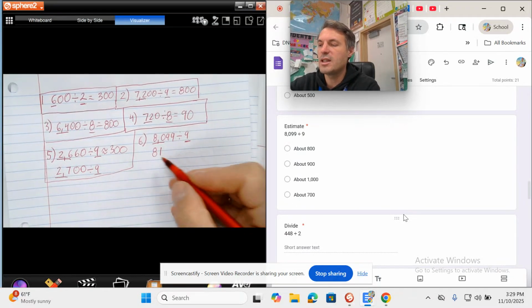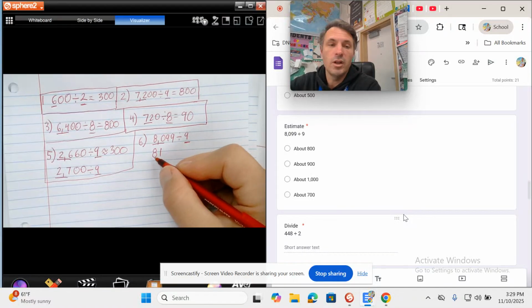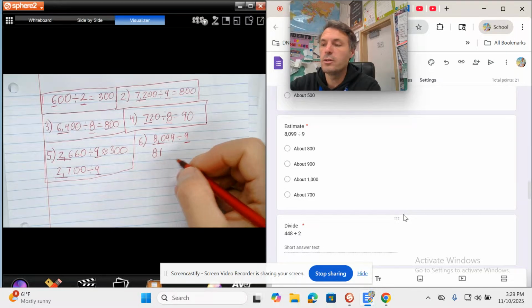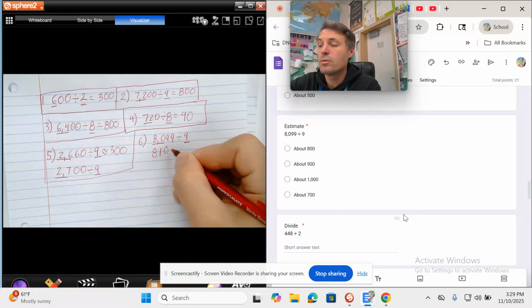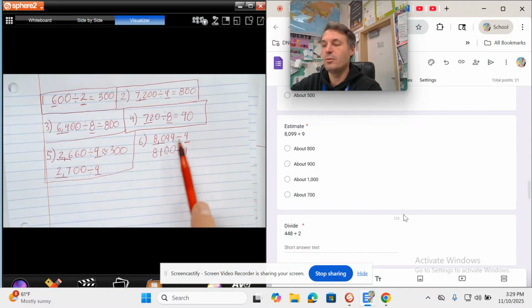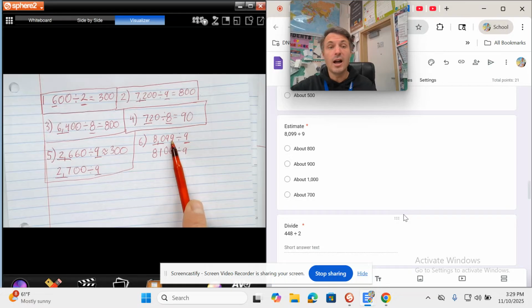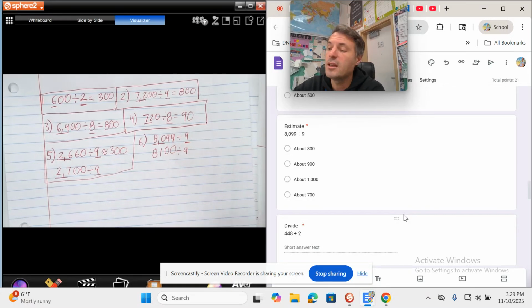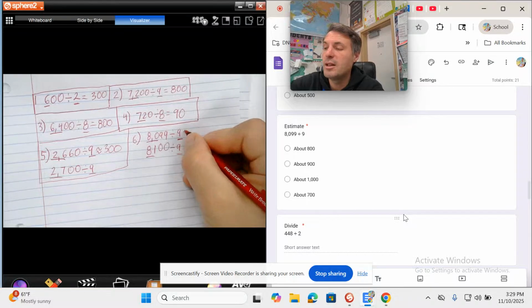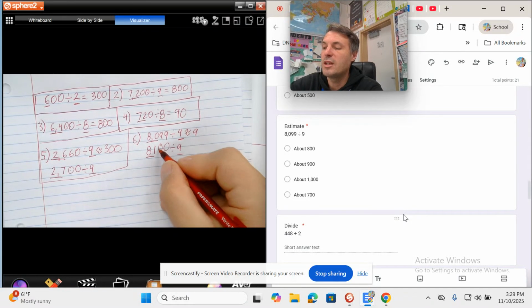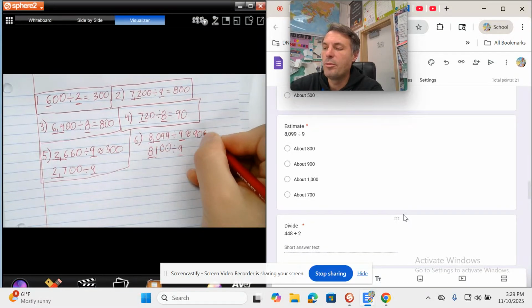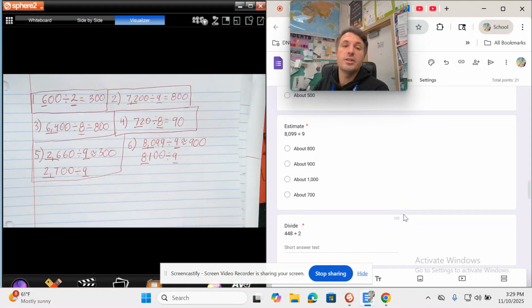Everything to the left stays the same. That becomes 81. And it's not really 81. It's 8,100. And everything to the right becomes a 0. So now we have 8,100 divided by 9, which is very close to 8,099. So we've barely changed the dividend, but we've made them friendly numbers so that we can divide them in our heads. Because look, 81 divided by 9 is 9. And then we take these 2 zeros from the dividend and we drop them to the right of the quotient. So 8,099 divided by 9 is about 900. So you'd click that right there, about 900.